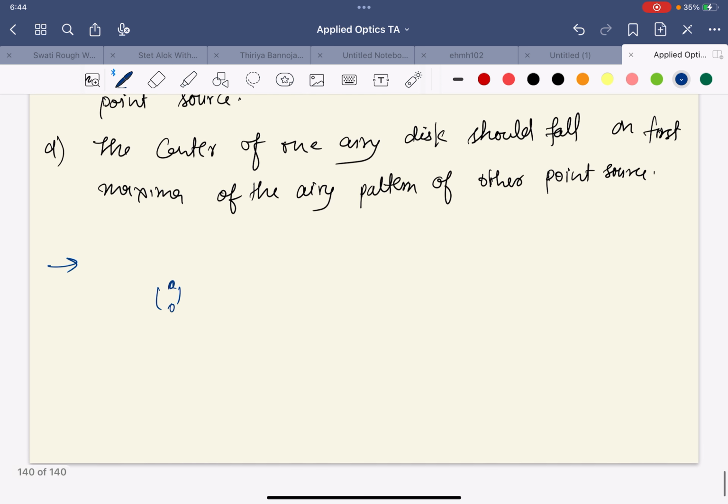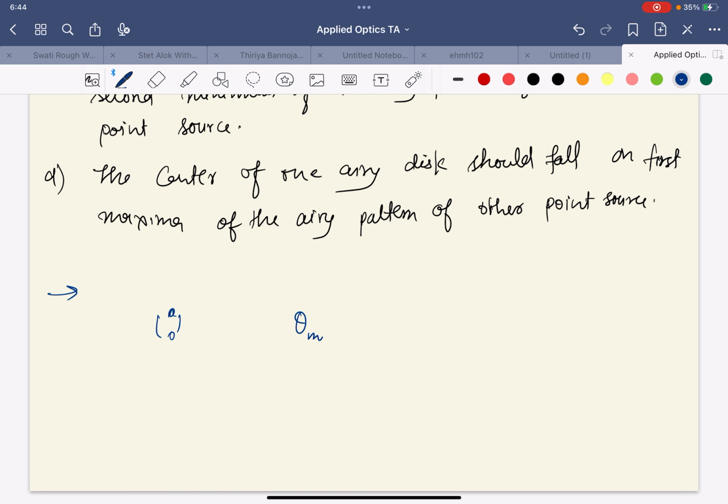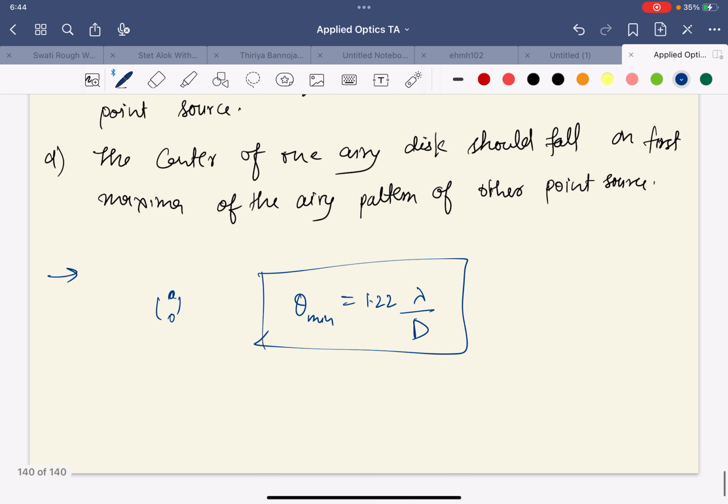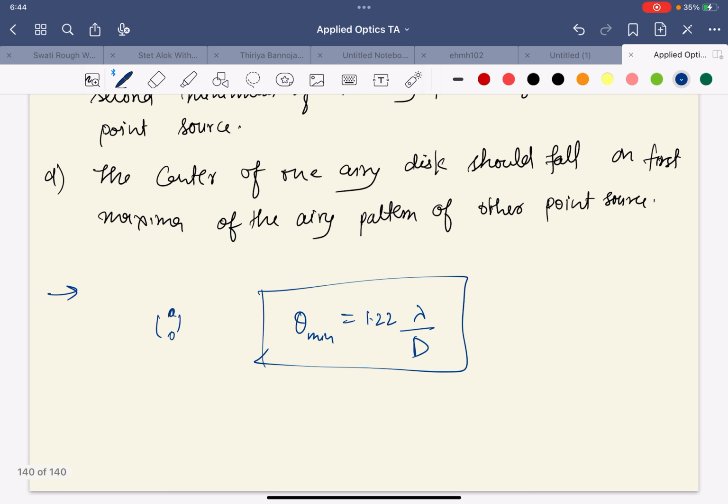So the Rayleigh criterion formula is theta minimum equal to 1.22 into lambda by D. Okay, where theta minimum is the minimum angular separation between the two objects for them to be resolved, and lambda is the wavelength of the light being used, and this capital D is the aperture diameter of the optical system, for example a telescope or microscope.